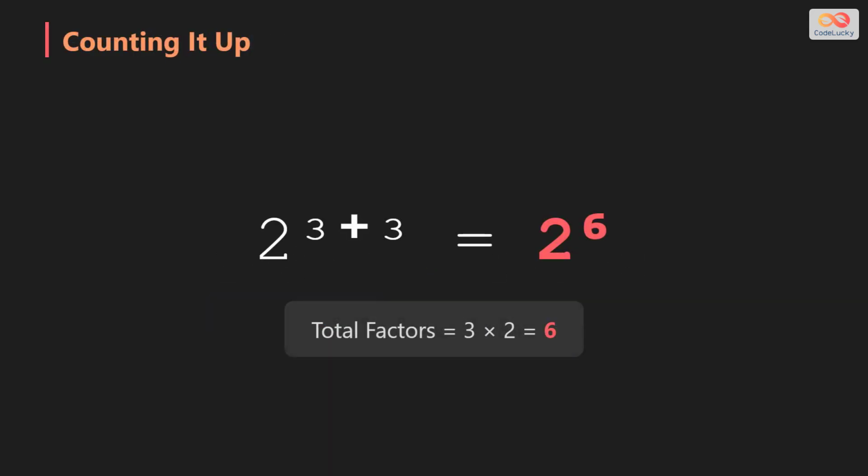When we count them all up, we have a total of 6 2's multiplied together. Notice that 3 times 2 equals 6. This confirms that 2 cubed raised to the second power is 2 to the sixth.